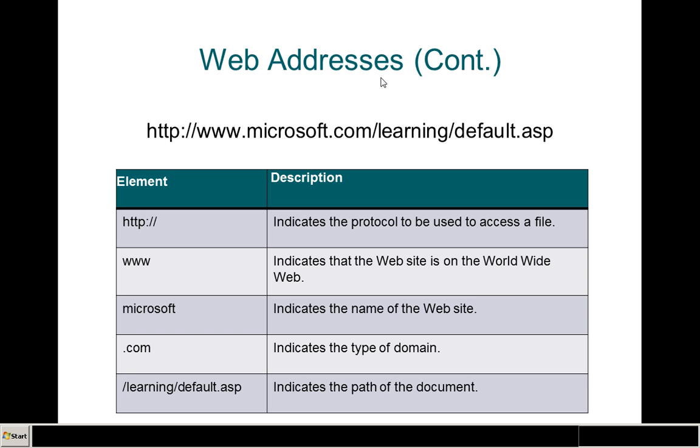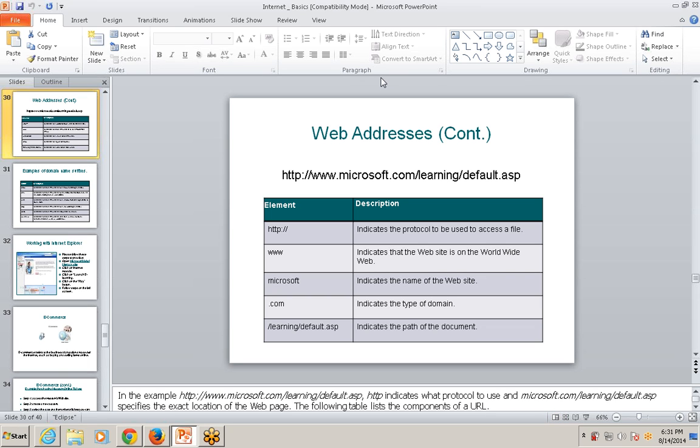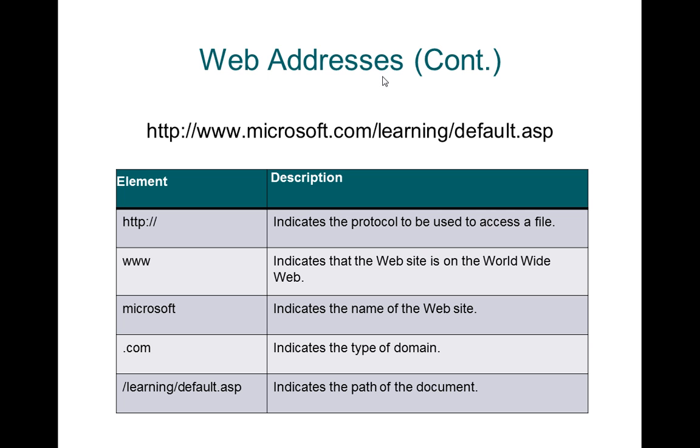These are examples of web addresses available in the network. First one is http://www.microsoft.com/learning/default.asp. ASP is Active Server Pages.